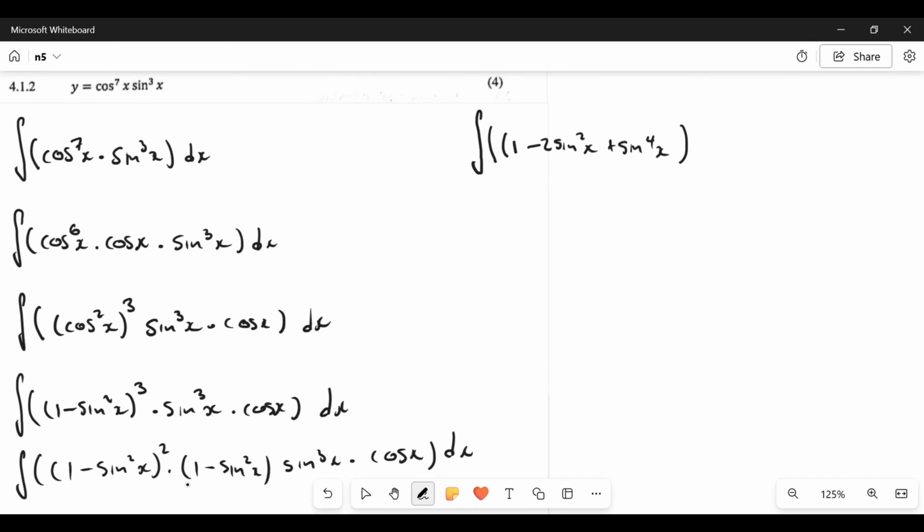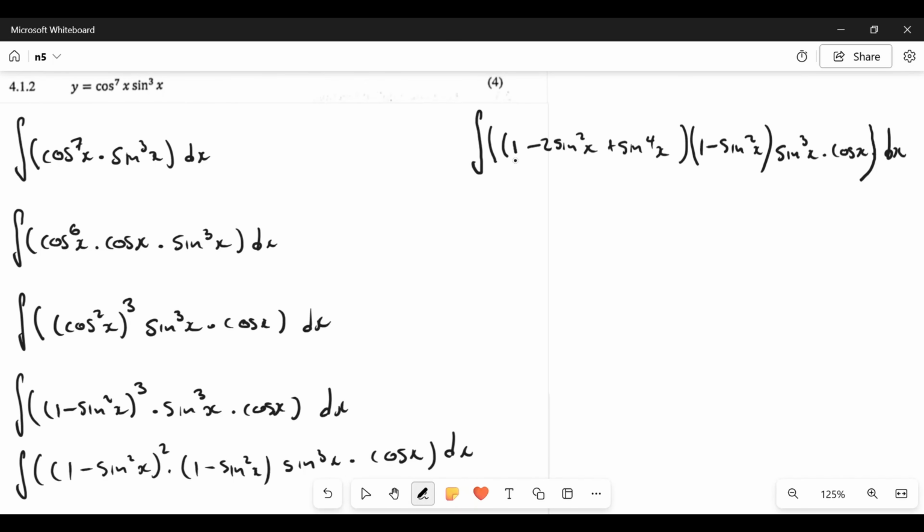But let's not forget, we still have 1 minus sine squared x again to the power of 1. Open bracket, 1 minus sine squared x. There we go. We still have sine to the power of 3 and also that cos x there. So let's write them. We have sine to the power of 3x multiplied by cos x multiplied by dx. So this here, you can put it inside the bracket like that. There we go.